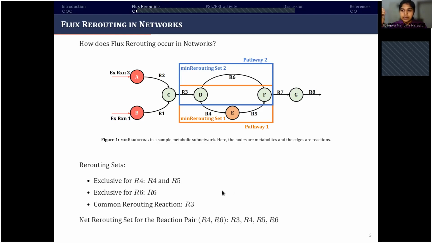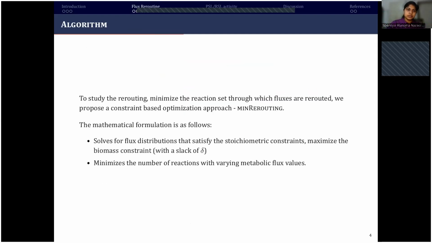Okay. Now, since we want to use an algorithm to identify this minimal set of reactions, this is just a very simple example model, but it gets much more complicated when we take an actual genome scale metabolic model. So what we wanted to do was we had a wish list of sorts for our algorithm to follow.